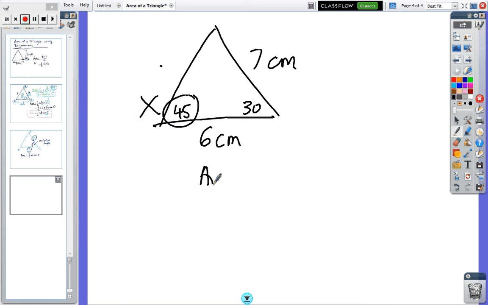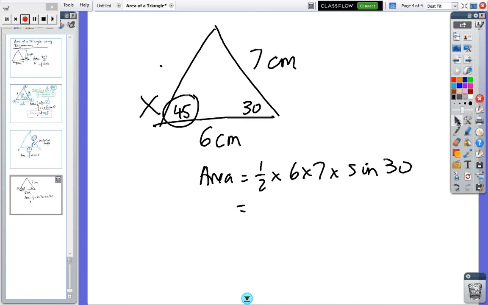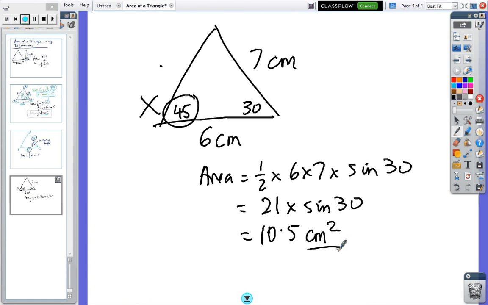So the area would be a half times 6 times 7 times sine 30. Half of 6 times 7, I'm just doing it in my head, 6 times 7 is 42, and half of 42 is 21. So it's 21 times sine 30. And on your calculator, I reckon that's 10.5. And the units are centimetres squared. So you will be penalised if you don't put the units in.